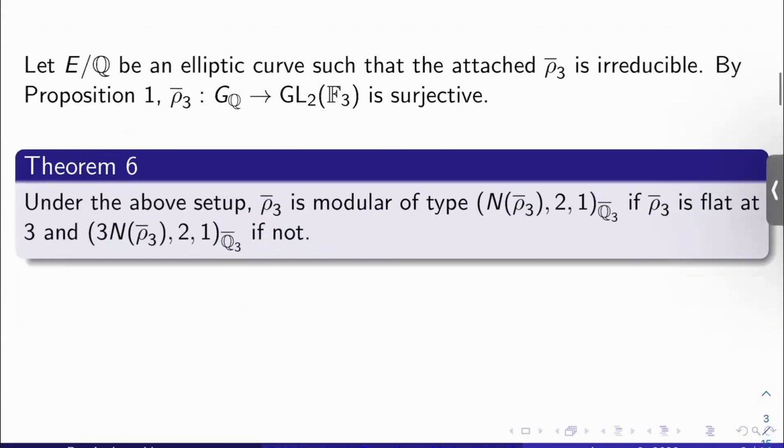Okay, so here's the main result of the day. Let E over Q be an elliptic curve such that rho bar 3, which is just rho bar E,3, shorthand, is irreducible. We know by proposition 1 that rho bar 3 is surjective. Remember, irreducible is the same thing as surjective in this setup. So theorem 6, under the above setup with the above notation: rho bar 3 is actually modular of type the conductor of rho bar 3, weight 2, trivial character over Q bar 3 if rho bar 3 is flat at 3, and if not, then you have to multiply the level by 3.